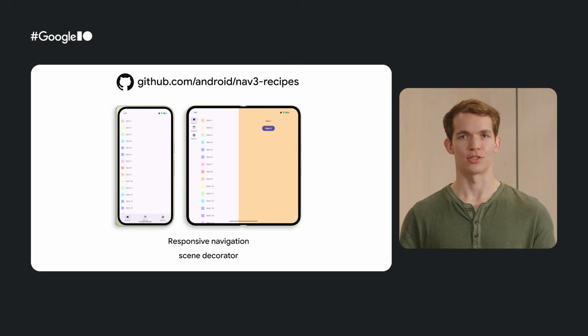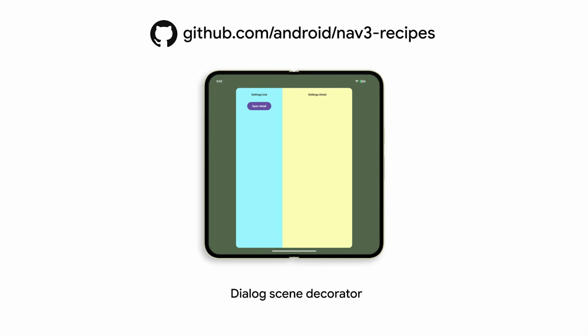In the responsive navigation recipe, we show how you can use Compose's movable content and shared element APIs to ensure that only one instance of a composable, in this case, the nav bar or rail, is composed at any given time. We also demonstrate how a scene decorator can consider states such as the current window size class when determining how to decorate a scene. In the dialog scene decorator recipe, we show one way that metadata can be used to determine if and how a scene should be decorated.